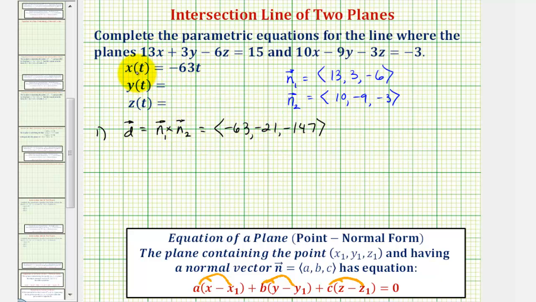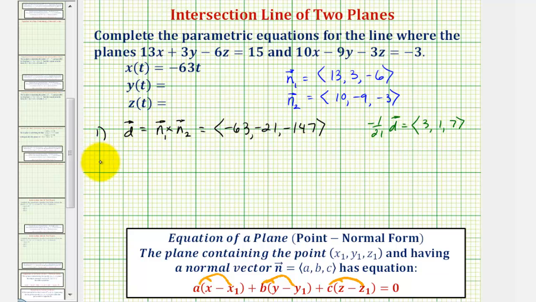Now we can use any scalar multiple as our direction vector, but looking at this question, notice how they're asking us to use x of t equals -63t, which means they do want us to use a direction vector with an x component of -63. So we will use this direction vector, but if we had a choice, the greatest common factor of these components is 21. So we probably would use -1/21 times vector d as our direction vector, which would have an x component of 3, a y component of 1, and a z component of 7. But again, because of this question, we won't use this direction vector, we'll use this one.